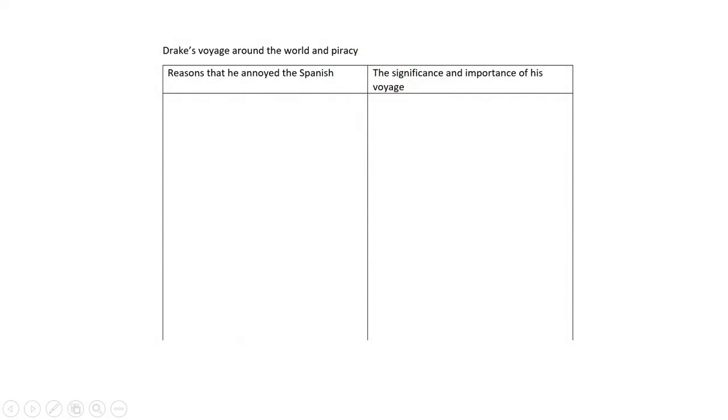and also the significance and importance of his voyage, so the wider significance of it in terms of economic wealth, in terms of the money that he brought back for the English crown, in terms of the prestige that it brought, and also in terms of the expansion of English horizons and the development or certainly the beginning of the development of some sort of British or English empire.